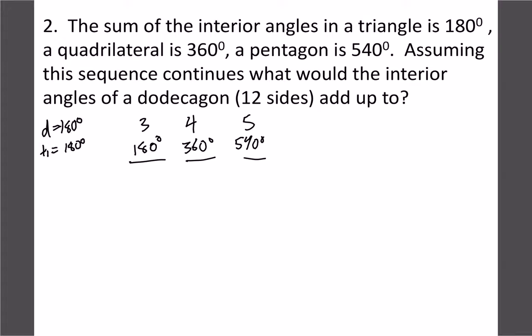And the question is asking what would be a 12-sided shape. So we want to figure out what 12 is. But we've got to be careful here. We're not starting with term 1, right? Term 3 is 180, not term 1. So we want to go from term 3 up to term 12 and solve it that way. We can figure that out, or what's probably going to be easier is let's call this term 1 instead of 3, and then going from 3 to 12 would be the same thing as going from 1 to 9. So that's probably the easier way.